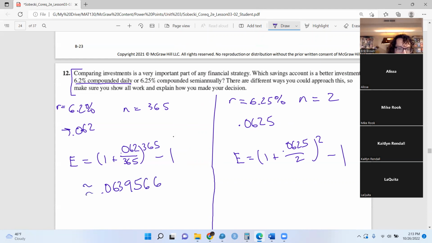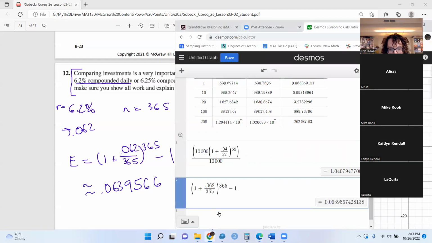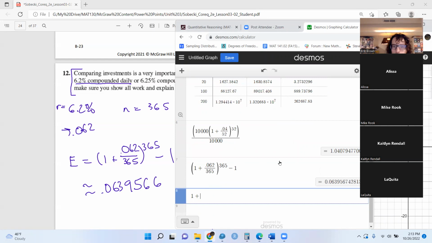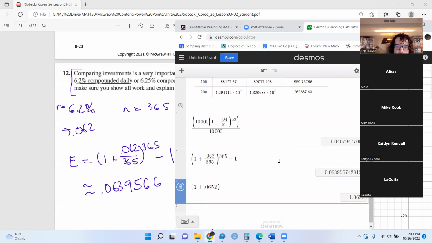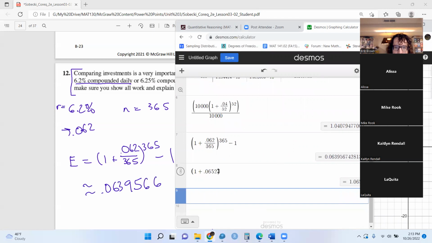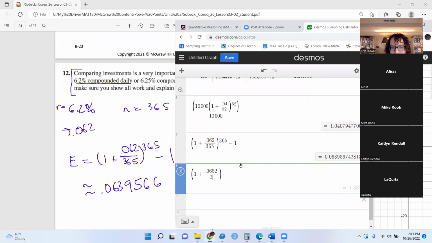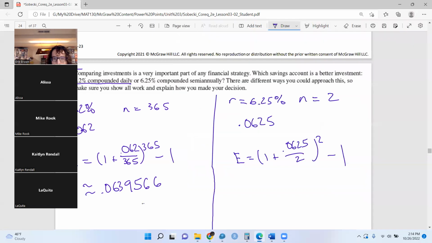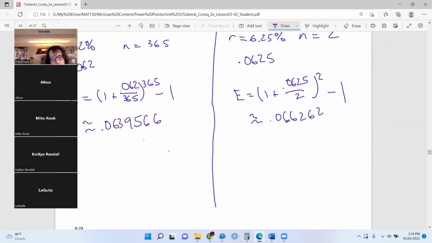Please let me know if you all need help typing these in. Yeah, the one was 1 plus 0.0625. Notice I screwed up with the parentheses. You've got to have those parentheses around them because we're raising the sum to the second power. Uh, 0.066262.